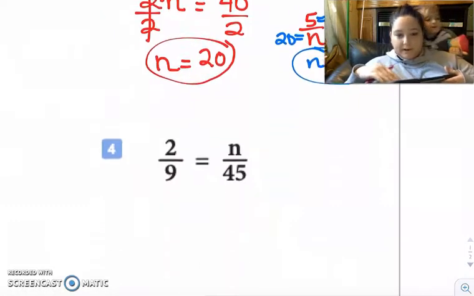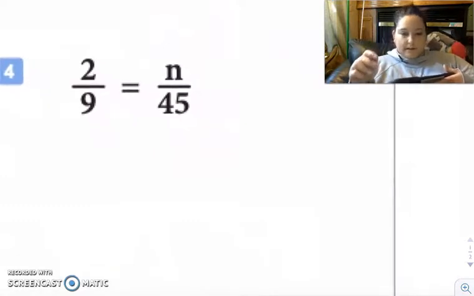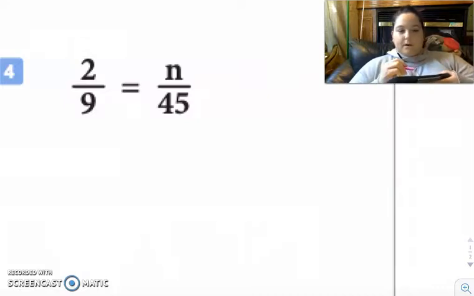All right, let's try the next one. Number 4, 2/9 is equal to n over 45. So we have to figure out the missing number. How many 45ths is the same as 2/9?